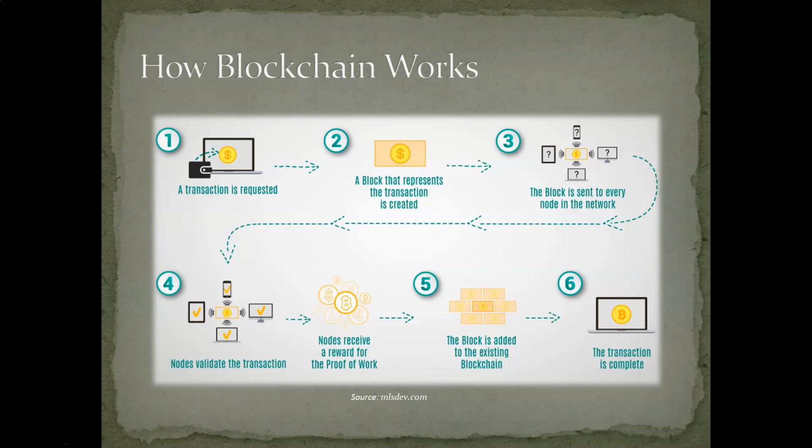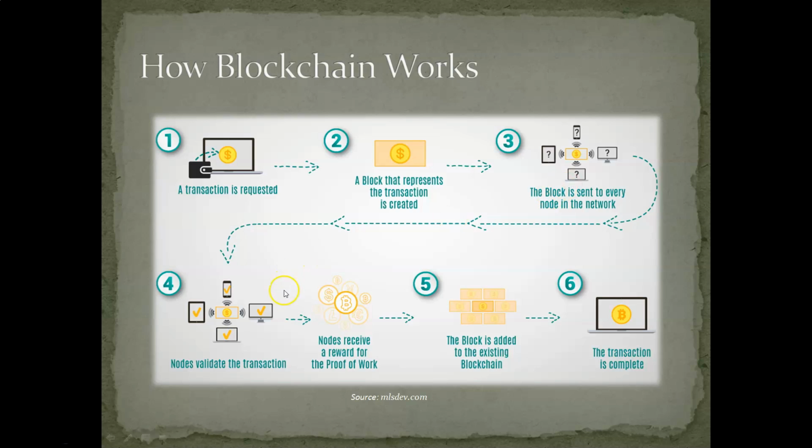So here's a quick review of what we were discussing. Firstly, a transaction is requested. A user requests the transaction, for example, sends some BTC. A block that represents the transaction is created. The transaction is added in the block, and after that the block is sent to every node in the network.